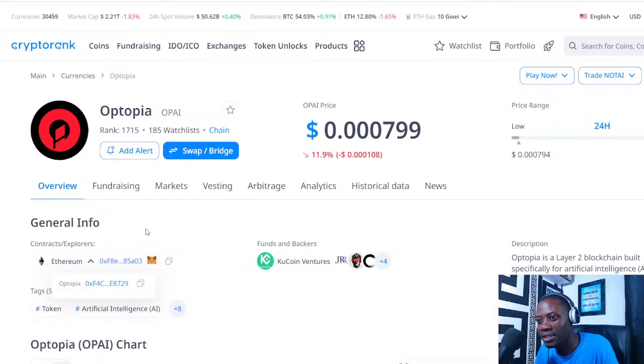So this is it. This is Optopia scan. It's a layer 2 blockchain for AI. I think it's a big thing, in my opinion. The narrative around AI has been explosive, and I think people are already beginning to find it appealing.